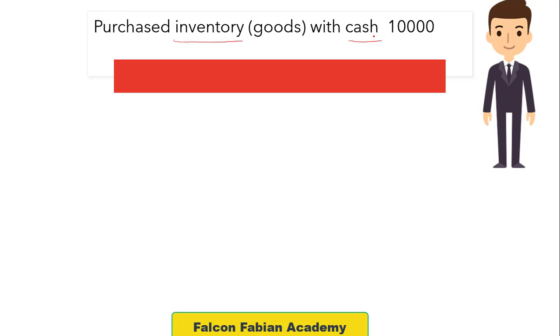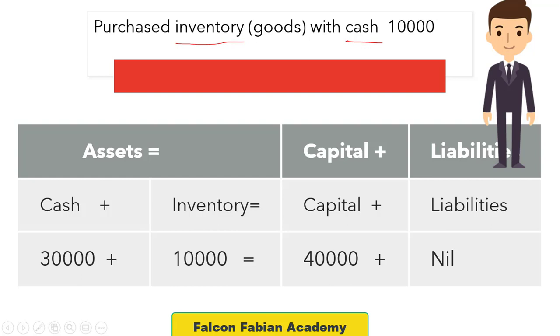Now let's see how our accounting equation is going to look after this transaction. Whenever you're writing the accounting equation for each transaction, you'll have to create a new table. So here is the table after this transaction. At the top, I have written the accounting equation, which is assets is equal to capital plus liabilities. Now the business has bought inventory, and inventory is an asset. It is a resource that would be used for the purpose of generating revenue. Therefore, it is an asset.